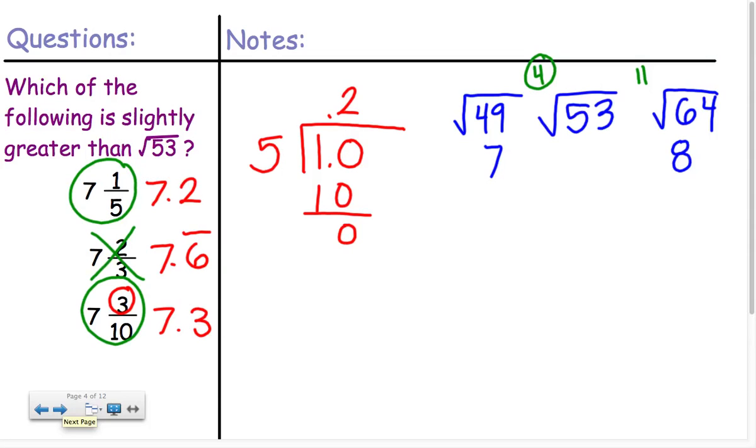Now what you can do on a problem like this where it's very close is you can take this 4 and 11 and divide it. So 4 divided by 11, 11 can't go into 4 but it can go into 43 times.